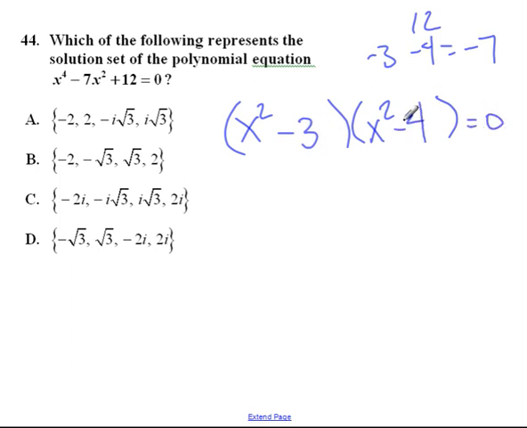So, negative 3 times negative 4 makes our positive 12. X squared times x squared makes our x to the 4. And then when you add these two together, it makes our term here in the middle. So that's just doing a little factoring. And just remember, when you see three things with the 4 power, that's all you're going to do. It's nice and easy. X squared minus 3, we can't really simplify that.